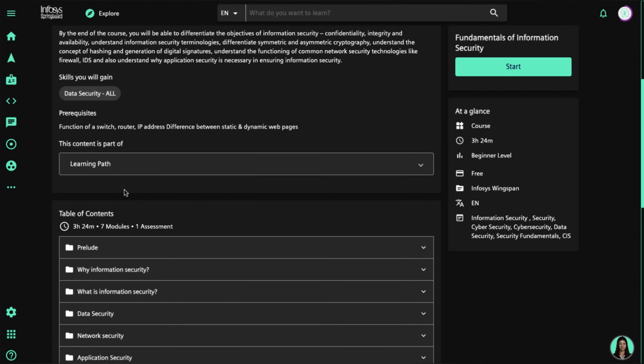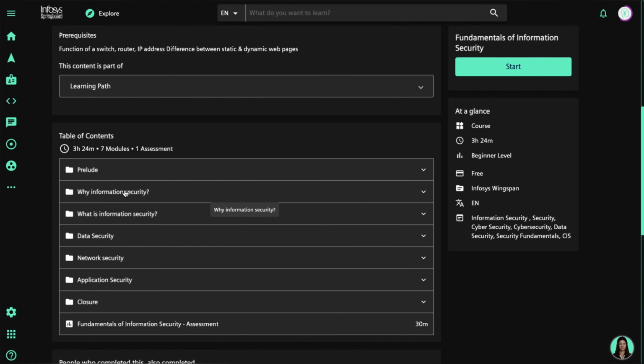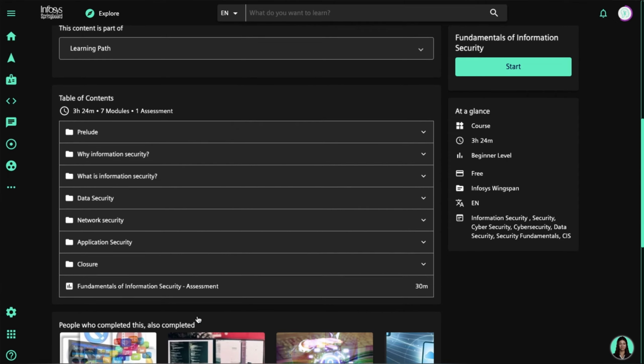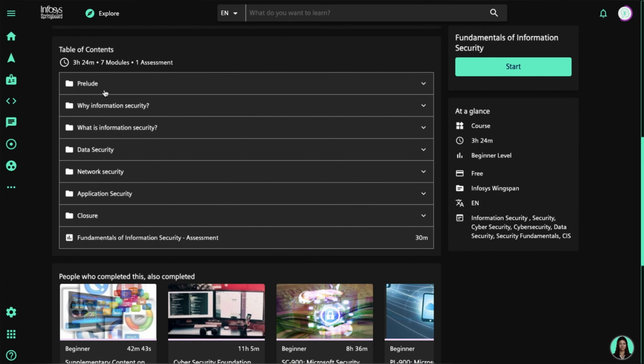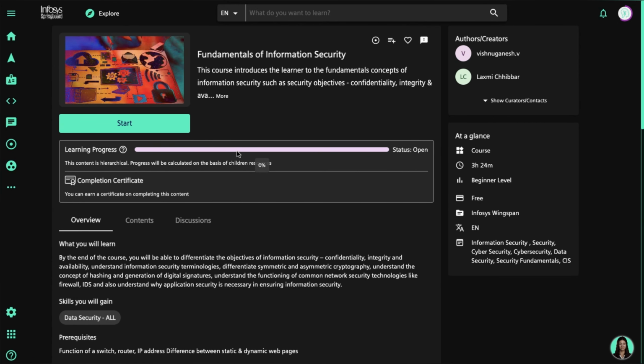Okay, the table of contents: why information security is important, what is information security, data security, network security, application security, and fundamentals of information security. Assessment is part of all these courses. In this assessment you will be asked by the moderators what you have learned in this course, all related to these learning paths. Okay, so this process is totally simple.